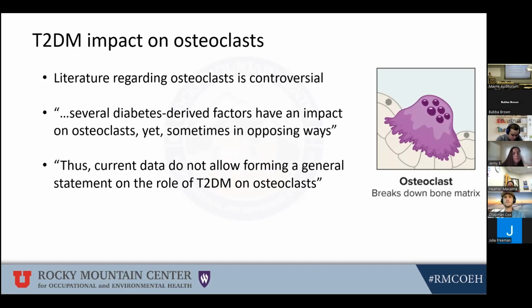They say, several diabetes-derived factors have an impact on osteoclasts, yet sometimes in opposing ways. Thus, current data do not allow for forming any general statement on the role of type 2 diabetes on osteoclasts. So if you're interested in the paper, it talks about a few of the findings, but the general area, at least as of 2019 when this article came out, is that there's no general statement to make here for osteoclasts.